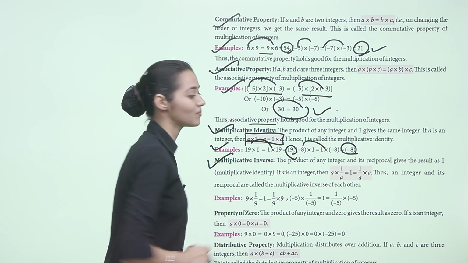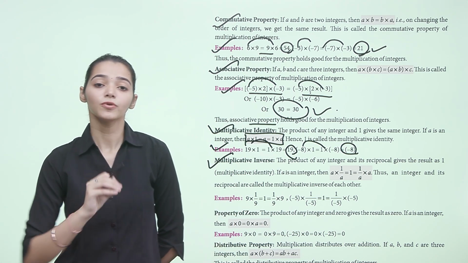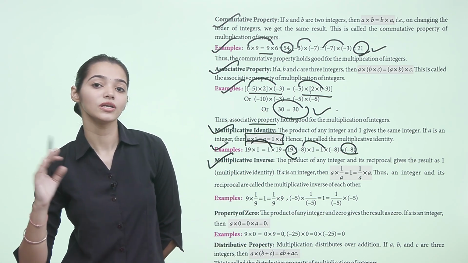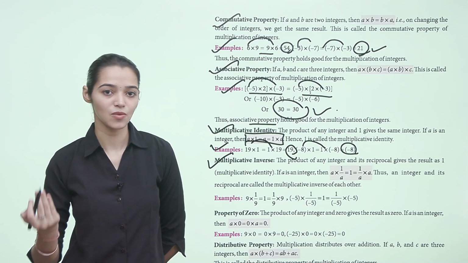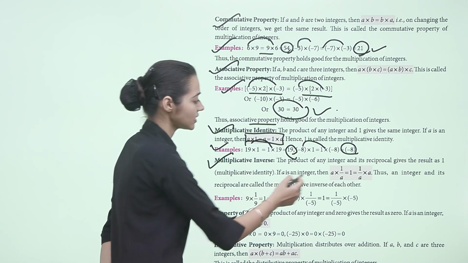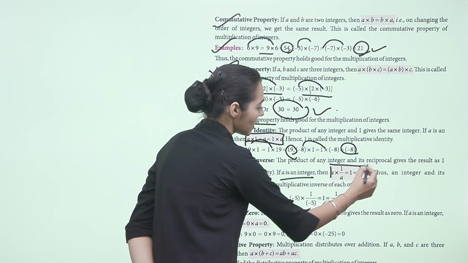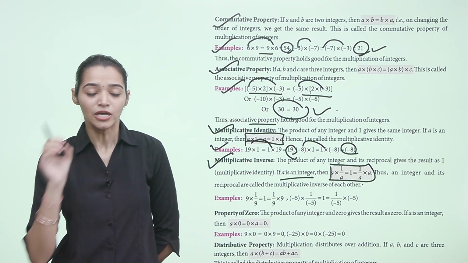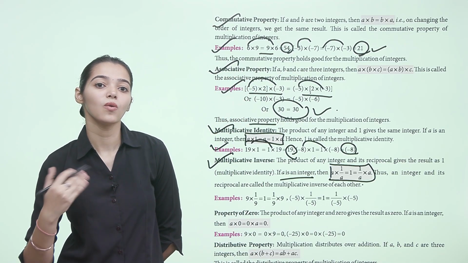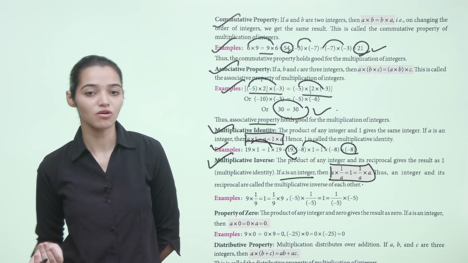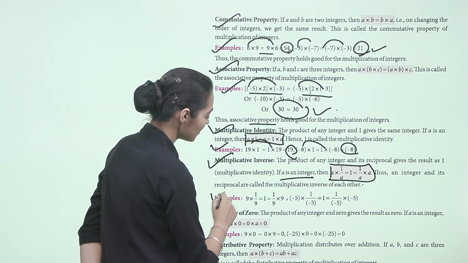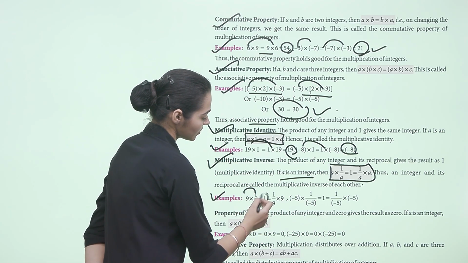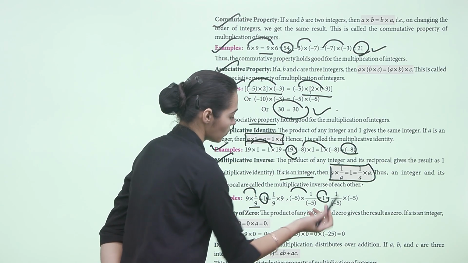For example, when we multiply, we get the same number, again we get the same number. Now next is our multiplicative inverse. The product of any integer and its reciprocal gives us the multiplicative identity. So if a is an integer, then a into 1 by a is equal to 1, that is equal to 1 by a into a. So an integer and its reciprocal are called the multiplicative inverse of each other. For example, when we multiply by the reciprocal, we get 1, again we get 1.